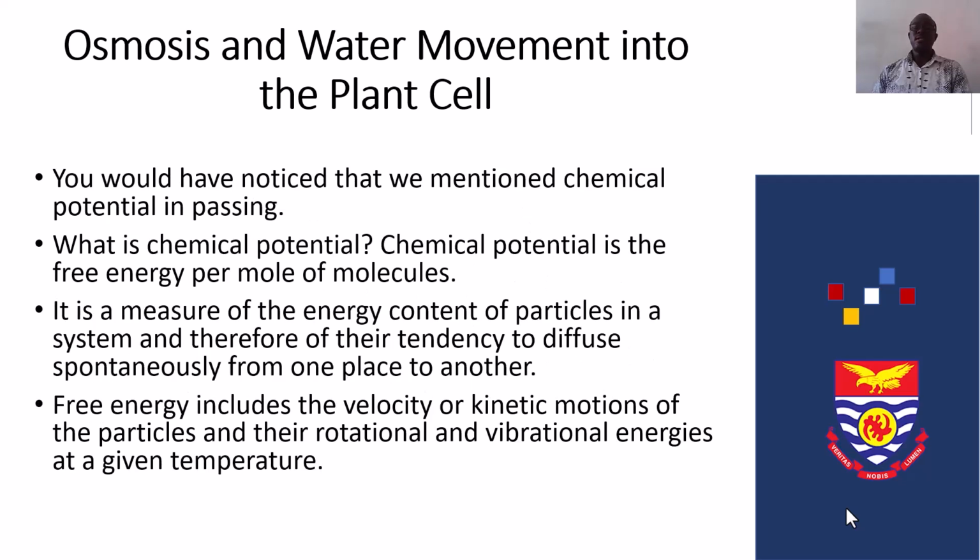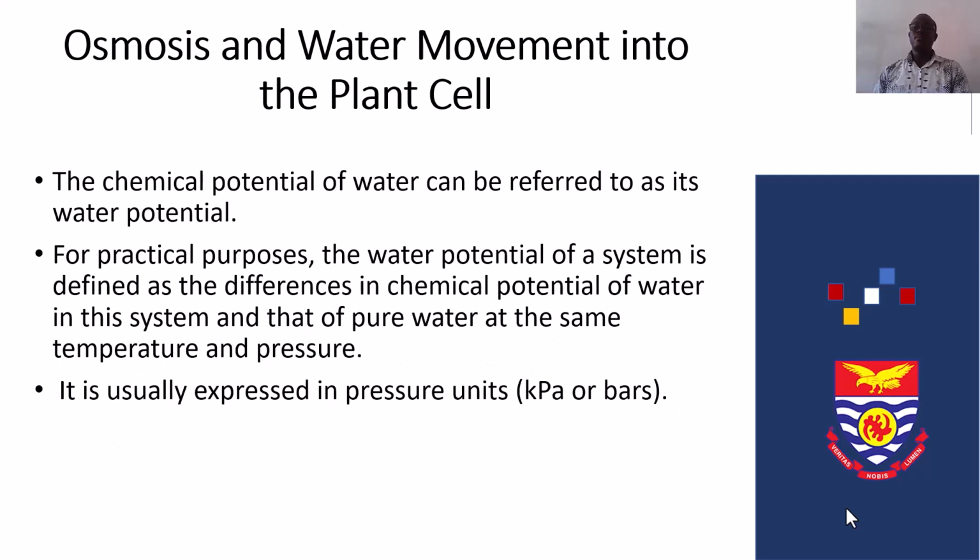You would have noticed that we mentioned chemical potential in passing. What is chemical potential? Chemical potential is the free energy per mole of molecules. It is a measure of the energy content of particles in a system, and therefore of their tendency to diffuse spontaneously from one place to another. Free energy includes the velocity or kinetic motions of the particles and their rotational and vibrational energies at a given temperature. The chemical potential of water can be referred to as its water potential.